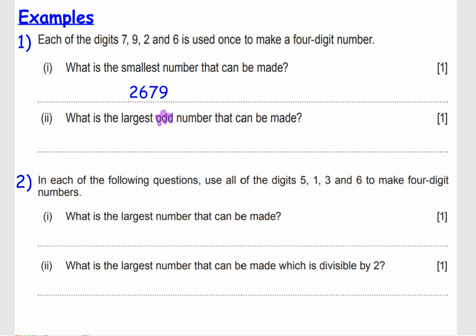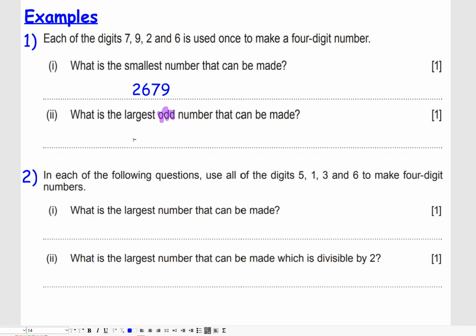Well, we know that it needs to end in 1, 3, 5, 7 or 9. For it to be the largest number, we're going to need to start with the largest digit. So that's going to be 9. Well, we can't use the 7 because we need to make sure our number is odd. So we're going to have to save that until the end. So it's going to be 9,627.